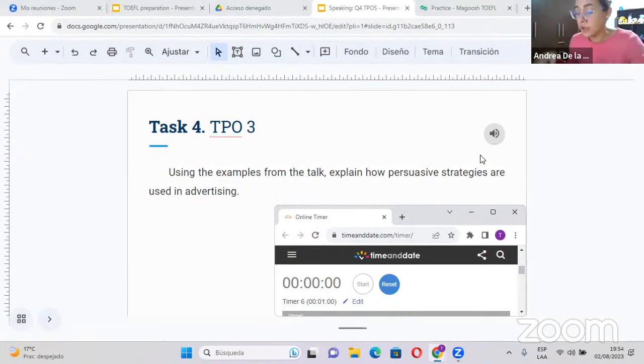But also remember the structure for this question, right? Remember, you always have two subtopics, two examples.